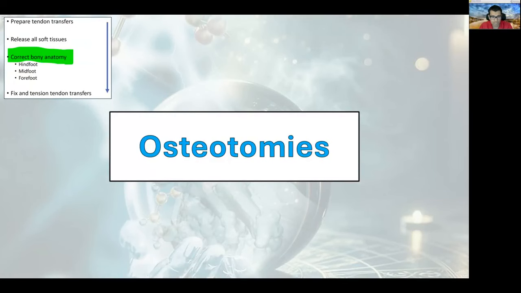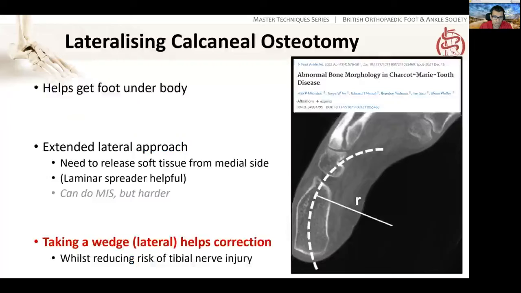So if we're going to correct the bony anatomy, what do I do in the hind foot? Well, it's a lateralizing calcaneal osteotomy because that helps to get the bone under the body. You can do this through a multitude of approaches. You can even do it MAS, although it's harder. I tend to use an extended lateral approach because it's versatile, and you can do a peroneus longus to brevis transfer through the same thing if you need to.